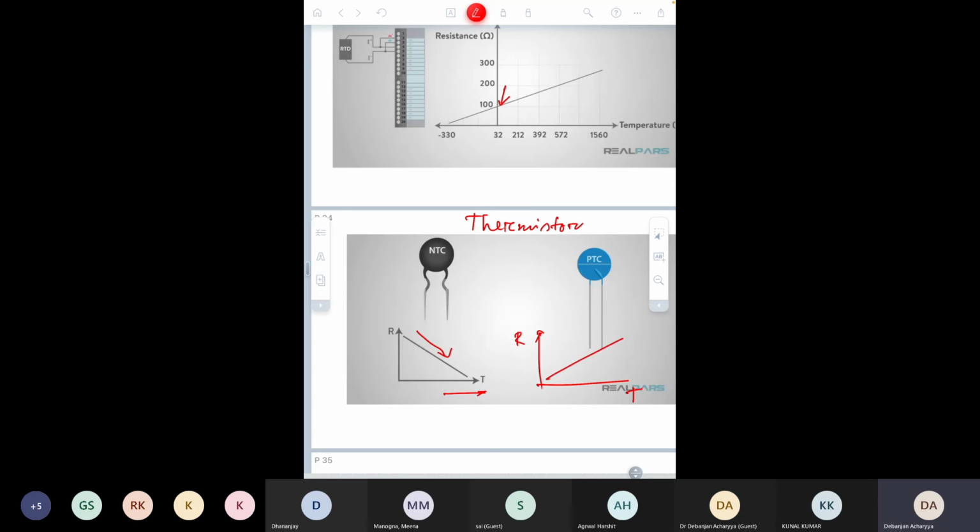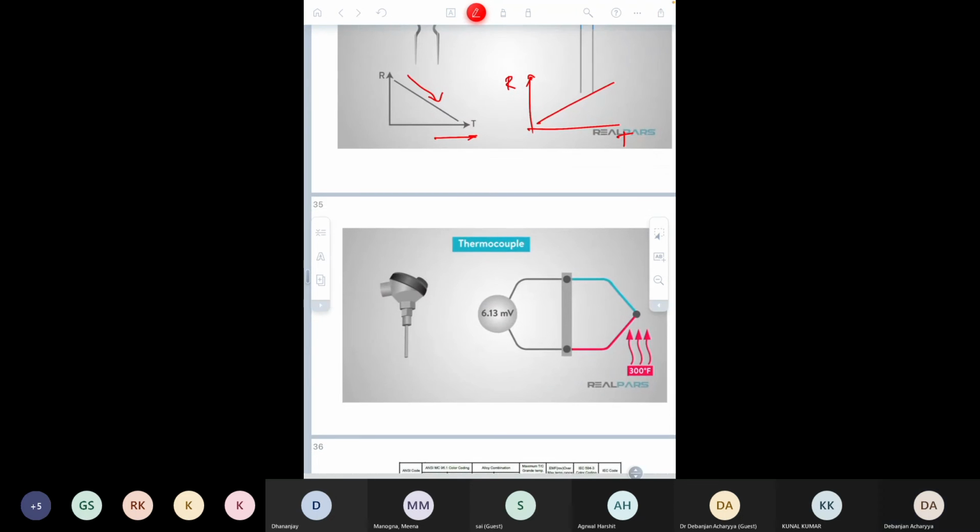Okay, there are different kinds of materials, and depending on this, for example, the semiconductor has a negative temperature coefficient and the metal has a positive temperature coefficient. Fine. Now coming to another kind of temperature sensor, that is the thermocouple, a very well-known temperature sensor for high temperature application.